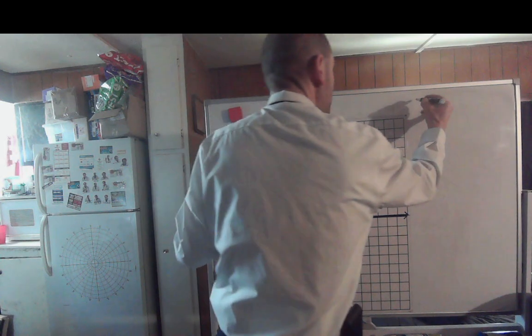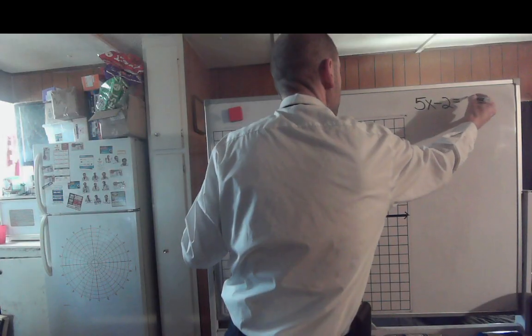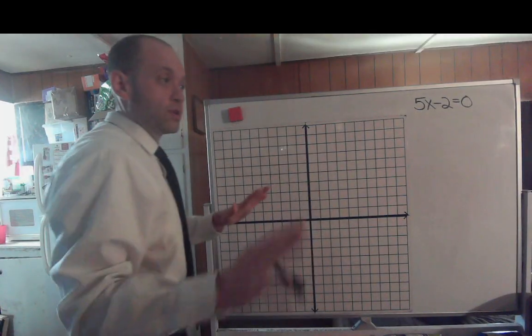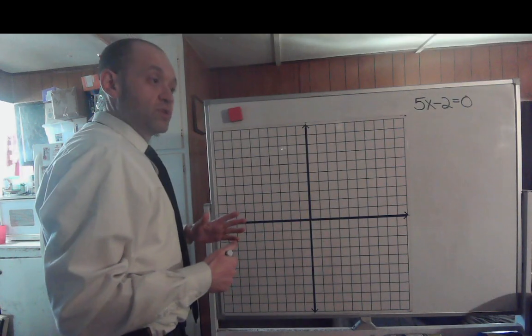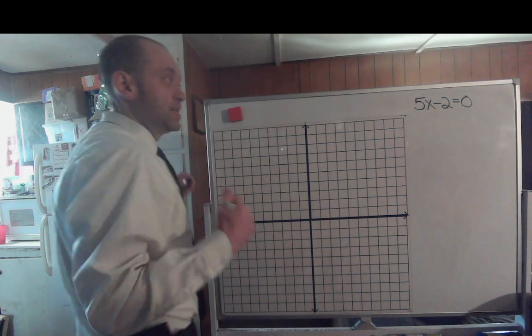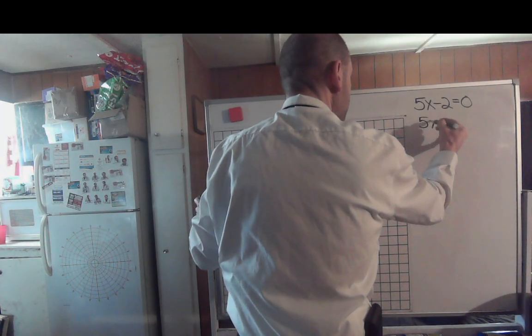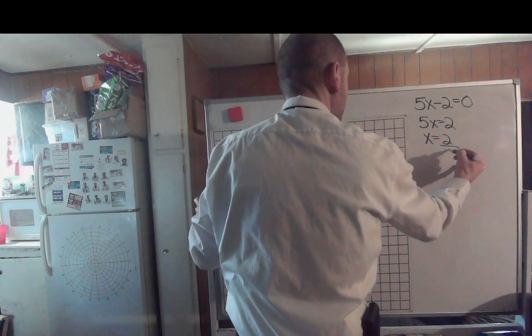Now, what if we just had something like this? 5x minus 2 equals 0. There's no y. So we know this is going to turn into x equals, isn't it? So we could just solve for x. That would be 5x equals 2. So x would equal 2/5.